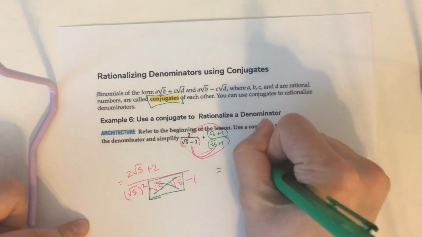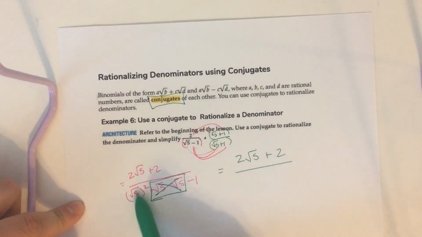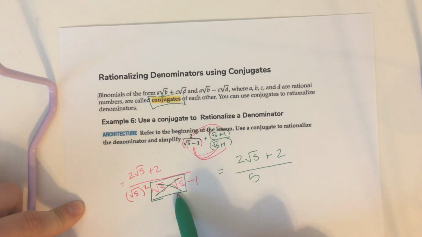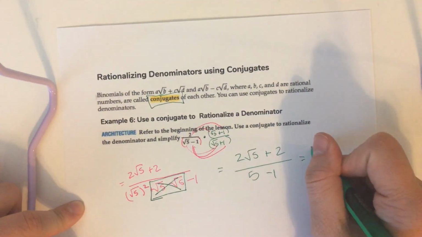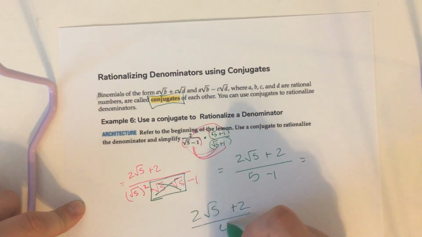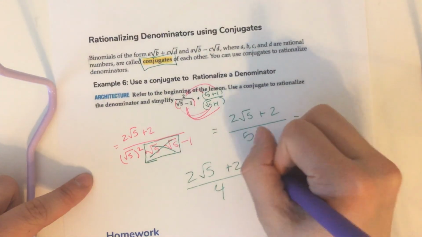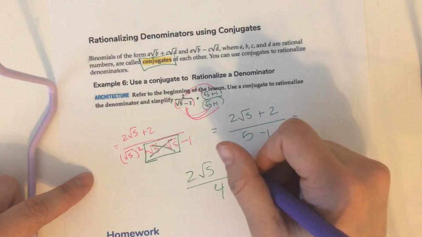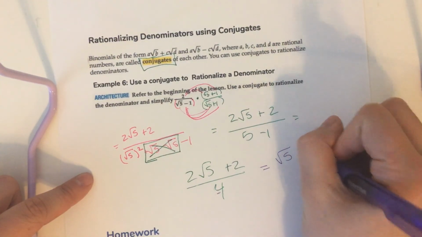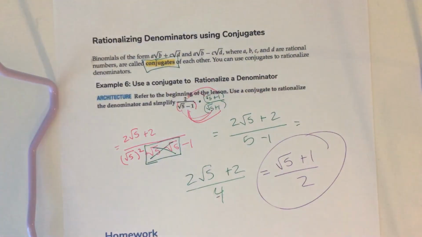So we're left with 2 square root 5 plus 2 in our numerator, while square root of 5 squared is just 5. If that part cancels each other out, minus 1, we have 2 square root 5 plus 2 over 4. The last little bit we have to do here is simplify because 2 divided by 4 is 1/2, 2 divided by 4 is 1/2, so this is actually square root of 5 plus 1 over 2. And that would be our simplified answer.